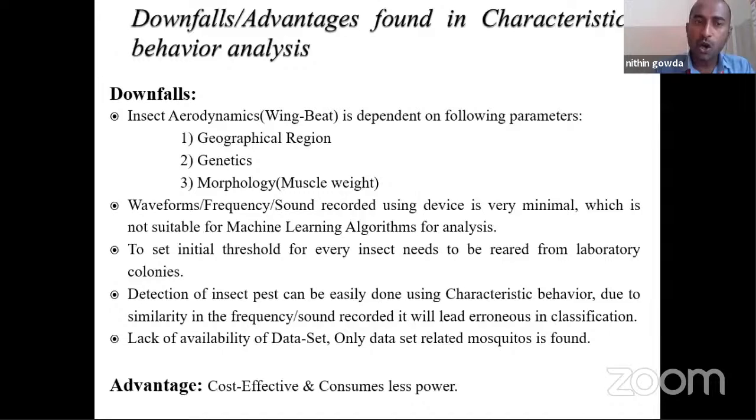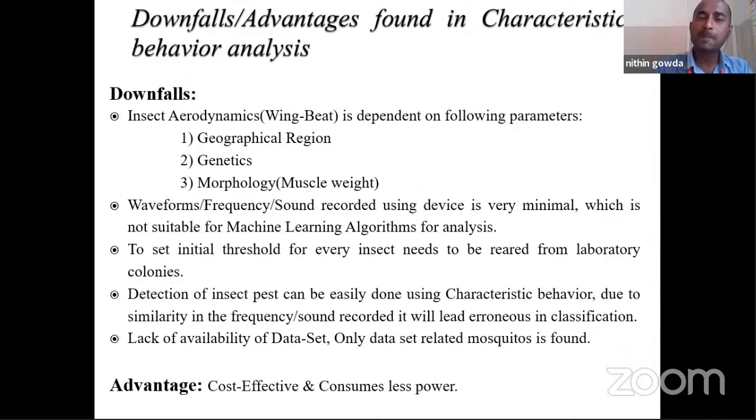So it will depend on geographical region, genetics, and morphology. These things are not in my control, so they will lead to error. Based on these three things, it may cause error. And even the data set is not available for this characteristic behavior analysis. You can only find a small data set on mosquito characteristic behavior analysis, and it's not sufficient to train your deep learning, neural network or machine learning models.